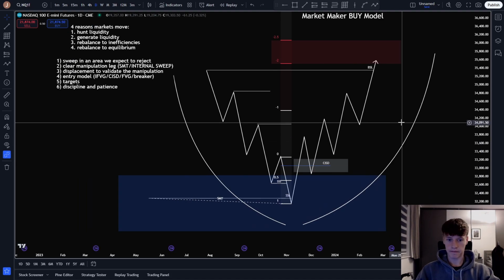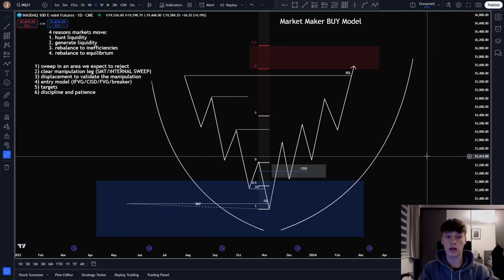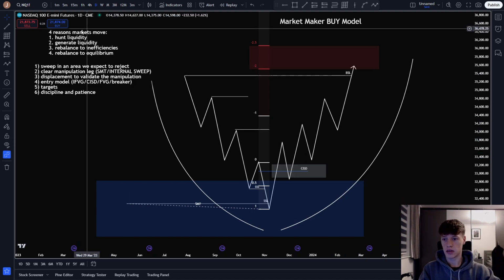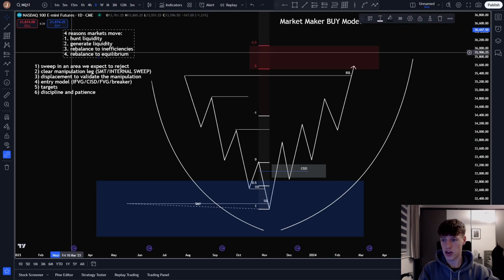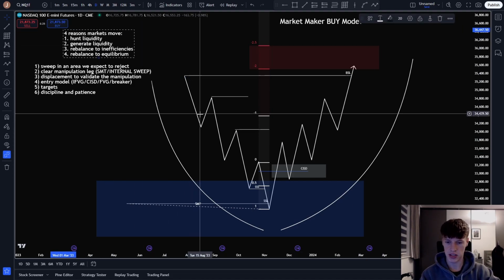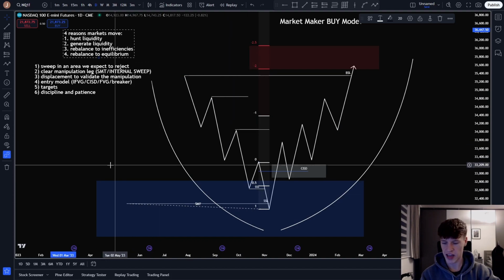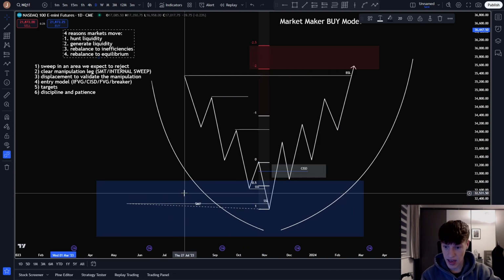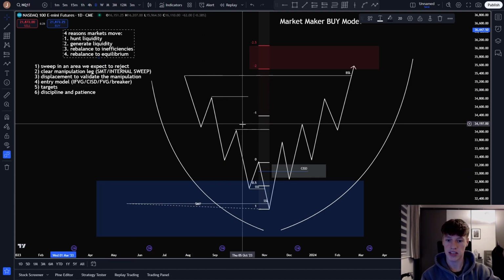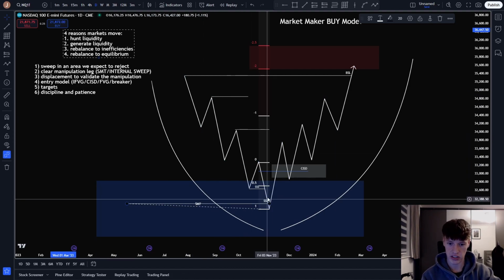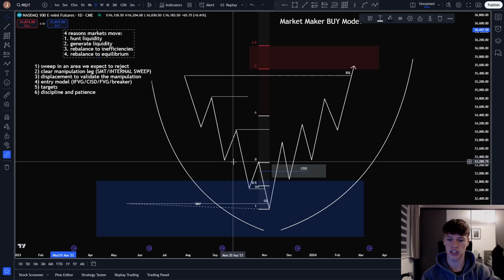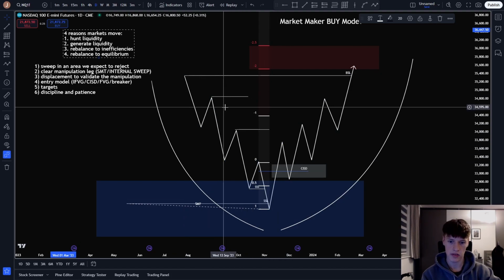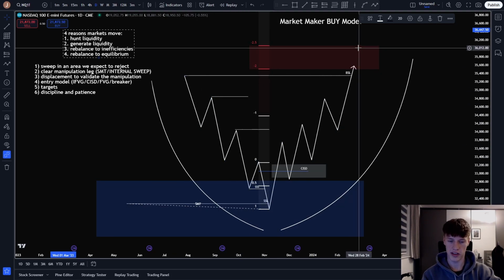Second thing, and an easy way to spot a buy model or a sell model, is to see where price is generating liquidity. So as you can see on these moves lower towards the area we expect to reject from, towards the sell side level in the area we expect to reject, notice how highs are being generated, buy side liquidity is being generated. That is one of the reasons price moves, to generate liquidity for this move up.